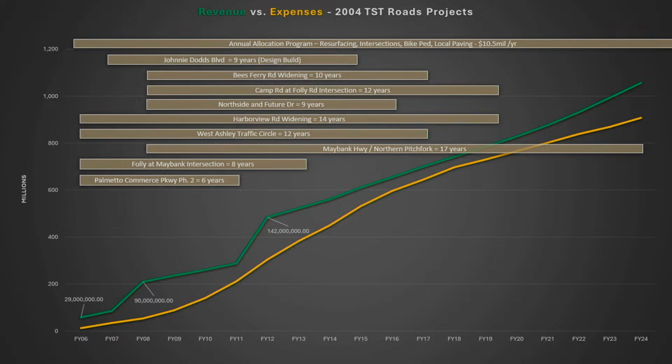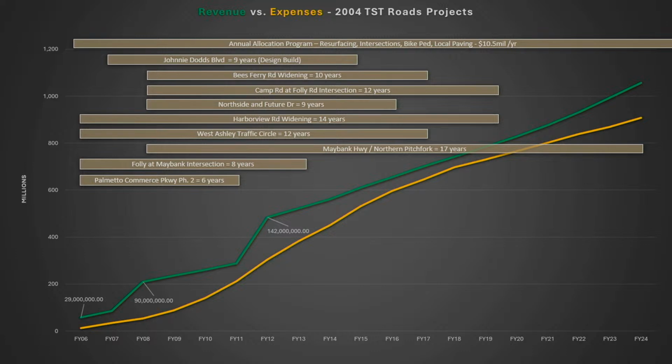The green line represents the revenue of the program, so the money that has come into the program. The yellow line represents the expenditures, actual expenditures on the project. So not encumbered, not planned. This is money actually going out the door. I've also overlaid for you the projects that were completed. Those are also on a timeline scale, so it gives you an idea of what was going on with projects during this cash flow.